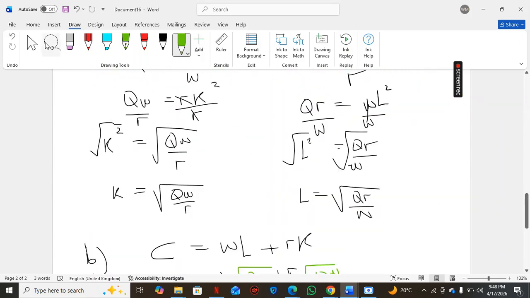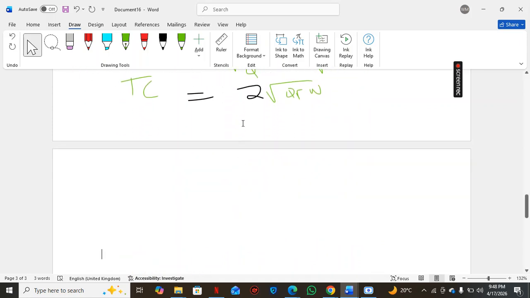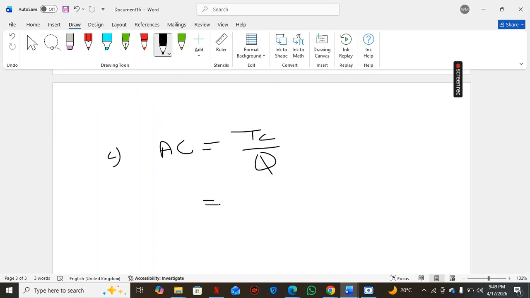Okay, so the variance of the total cost function. Remember, there's what we call average total cost, ATC, or average cost. Remember from principles of economics, average cost is just your total cost divided by Q. And then remember our total cost is 2 square root of QWR over Q.